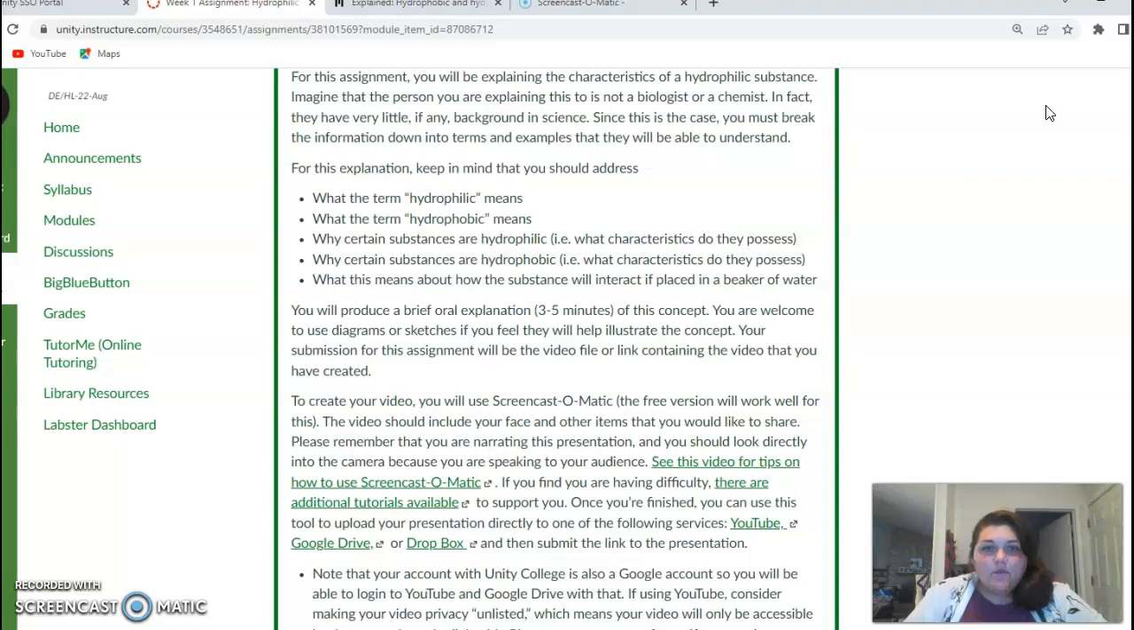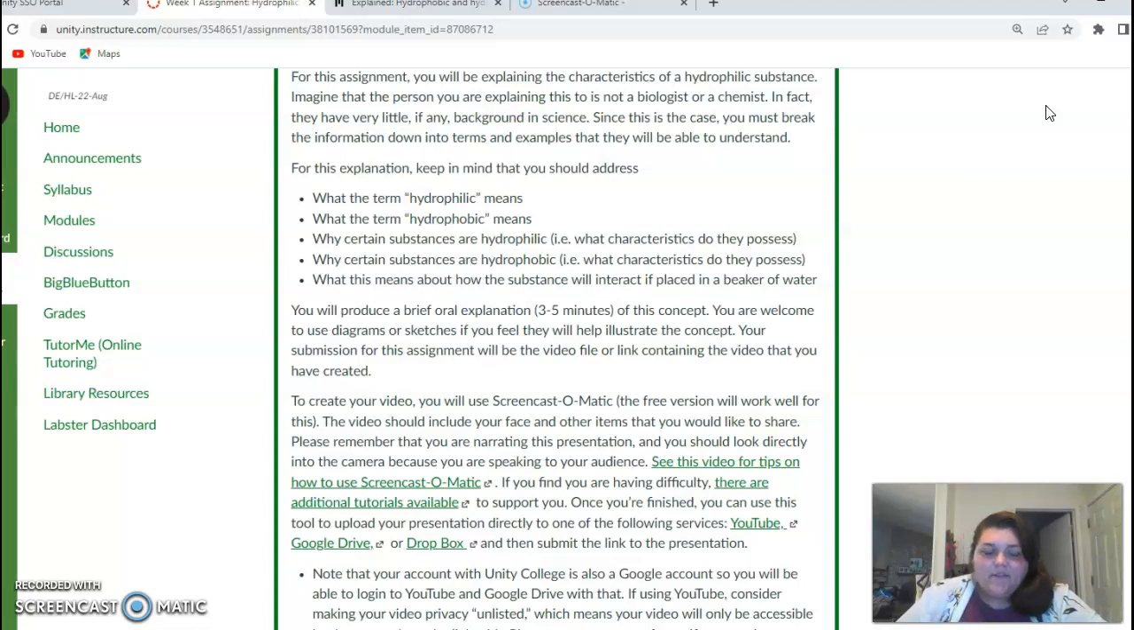The last thing that we're talking about is what it means when a substance is placed into a beaker of water. If you're looking for something that is hydrophilic, again, I'll use watercolor paper. If you dip paper into a beaker of water, it's obviously going to absorb the water and disintegrate. So that would make it a hydrophilic material.